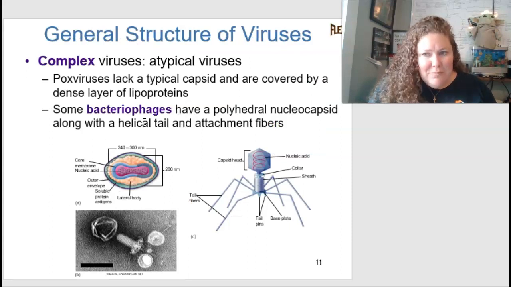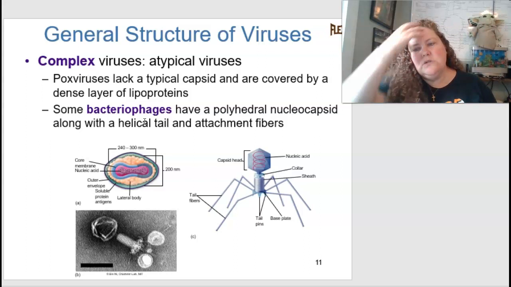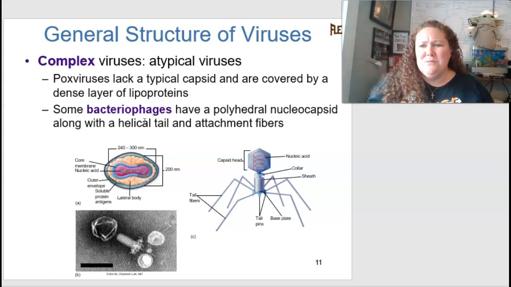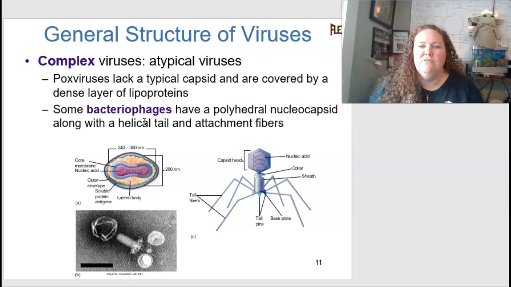We also have complex viruses. Okay, so they have to be fancy, right? And these would be atypical. So these aren't your normal viruses, but we do have some tricky ones, okay? So the pox virus lacks a typical capsid, and these are covered by a dense layer of lipoproteins. And some of them are bacteriophages, and these have polyhedral nucleocapsids along with that helical tail and attachment fibers.